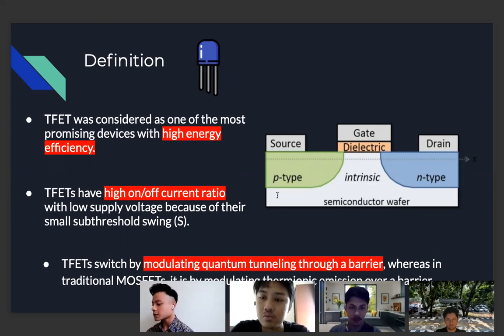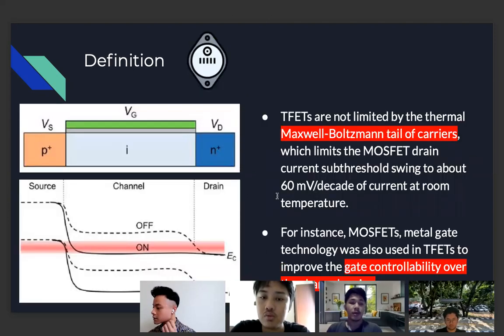And last but not least, they actually switch by modulating quantum tunneling through a barrier, which is a wave phenomenon, whereas in traditional MOSFETs, it is by thermionic emission over a barrier. This is the last slide for definition. We can see that they are not limited by the Maxwell-Boltzmann tail of carriers. They also have, for example, the metal gate technology in the TFETs. It is used to improve the gate controllability over the channel region.